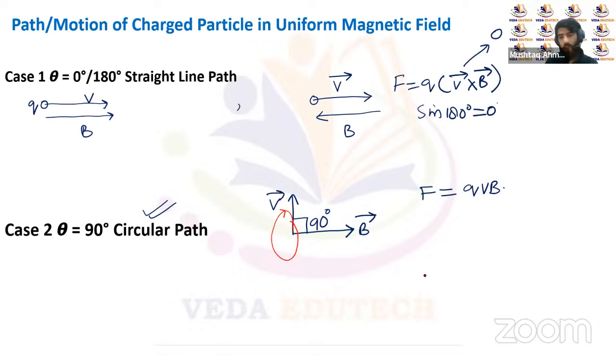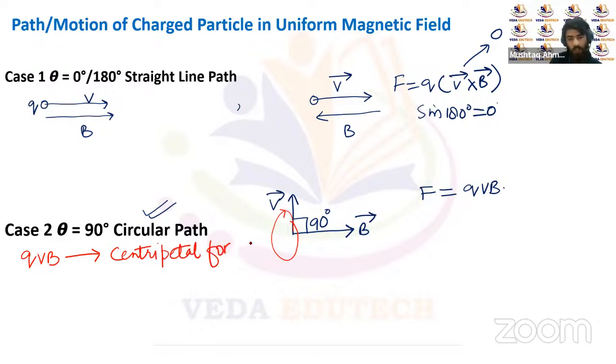If the path of this particle is a circular path, then the force that makes the particle move in a circular path is what we call the centripetal force. The necessary centripetal force for this particle to move along a circular path is provided by this magnetic force. It means that QVB acts as the necessary centripetal force.